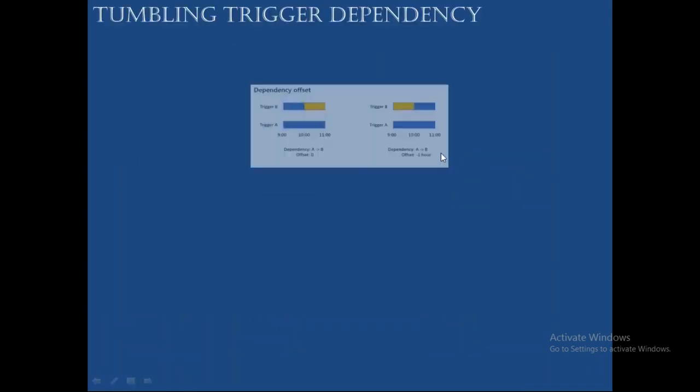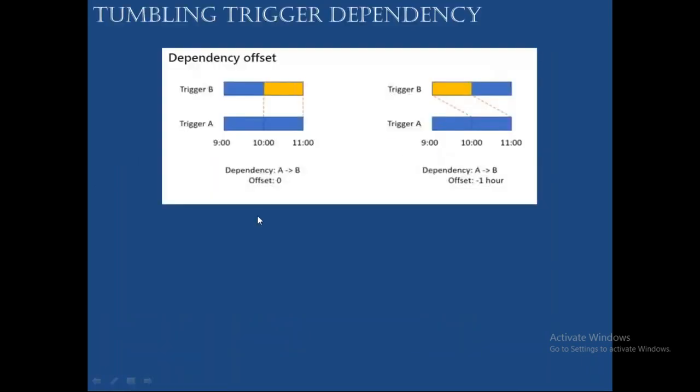Now we'll talk about the tumbling trigger dependency. Dependency means, you see here the offset, you have a trigger A and a trigger B. A is dependent on B. Trigger A is dependent on B. If B is successfully executed, then I want to execute A. Don't get confused.